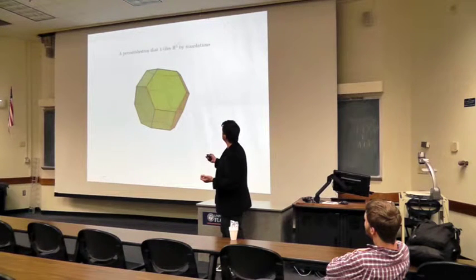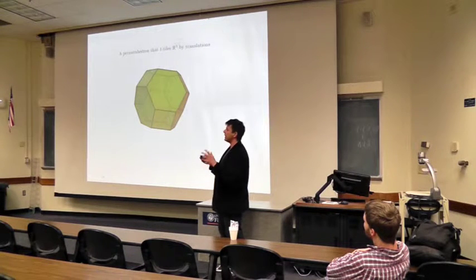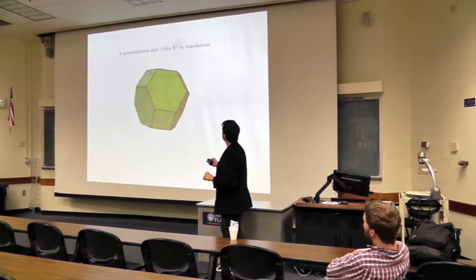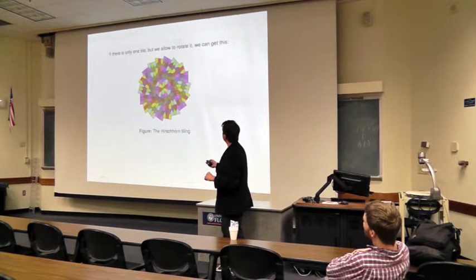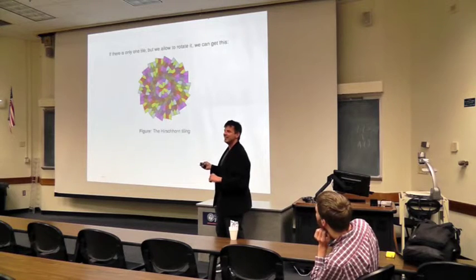Here, for example, is a multi-tiler where it's just one tile. So we'll say it has one tile if it just classically tiles by translations. And that's a polyhedral. I couldn't resist the Hirschhorn tiling. Hirschhorn.